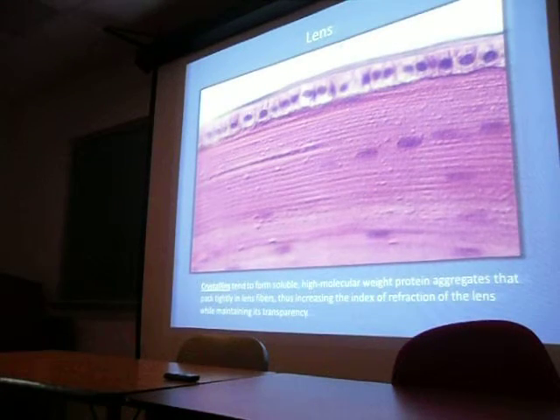This is the lens. You can see it sort of has a tree ring pattern. What kind of epithelium do you think that is? Cuboidal. Great. Cuboidal, right. And these are fibroblasts in here that are making something called crystallins, very similar to collagen, and they pack in tightly as well.